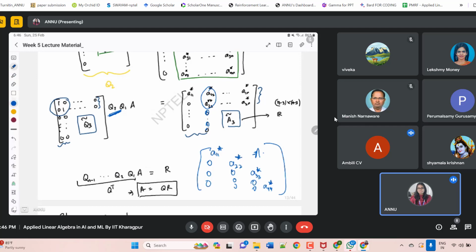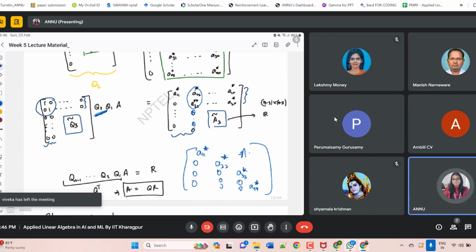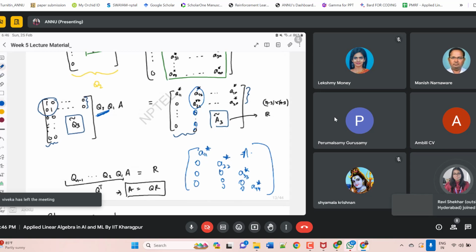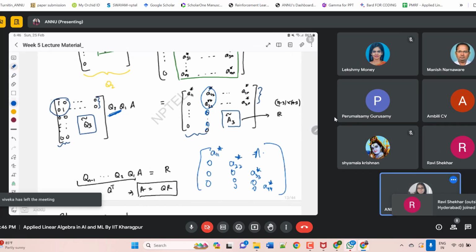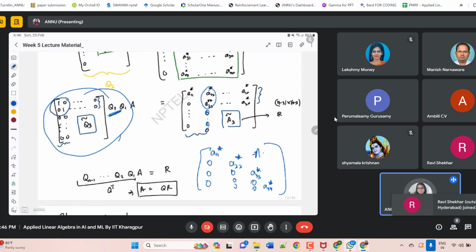Ma'am, actually it is similar to LU decomposition. Yes, that's very true. But in the case of QR decomposition, I'm making sure that this particular thing that you're multiplying is an orthogonal matrix. It's not a normal lower triangular matrix. In the case of a normal lower triangular matrix, we saw that it had predefined values.